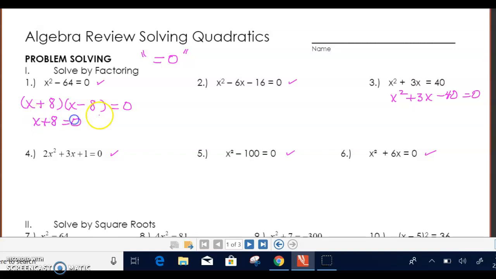x plus 8 equals 0, x minus 8 equals 0. A solution of negative 8 and a solution of positive 8. Those would be the two solutions to that quadratic equation.